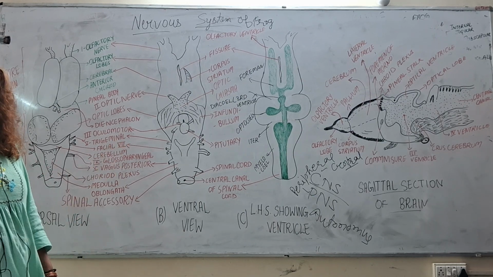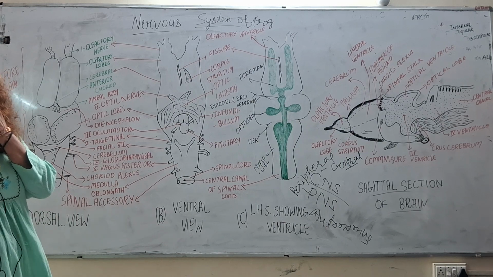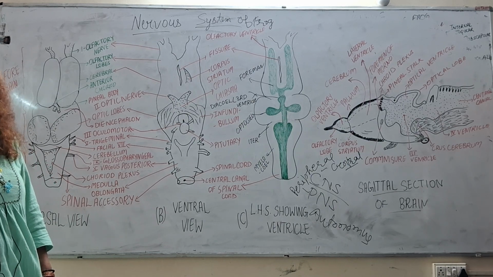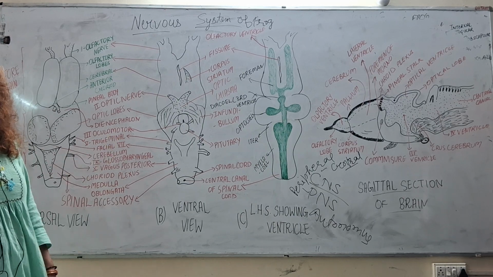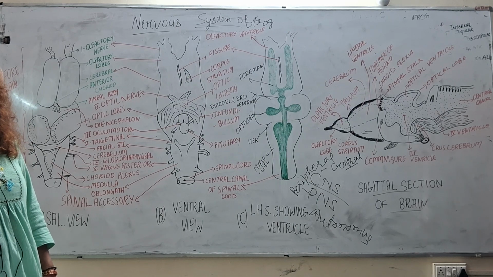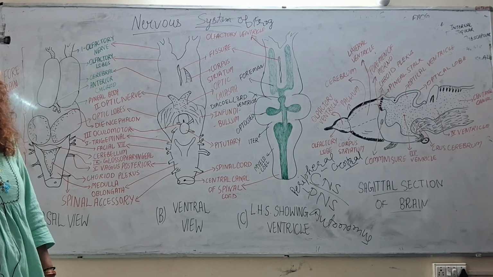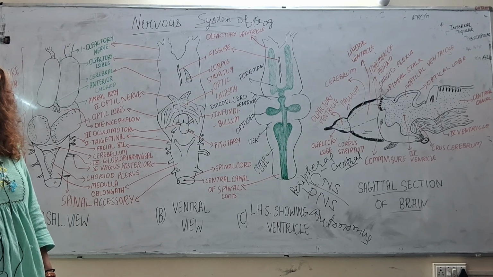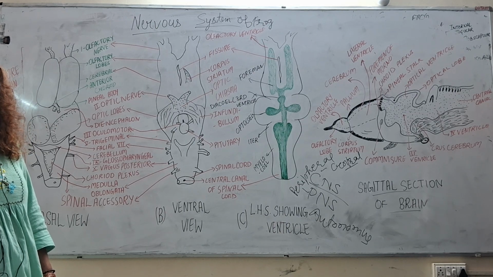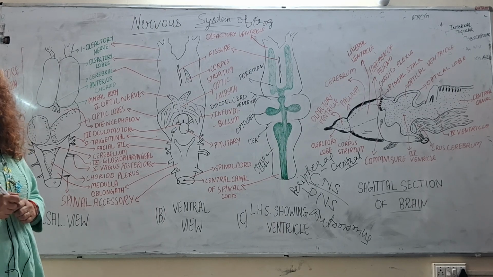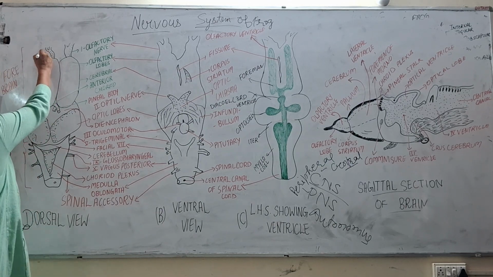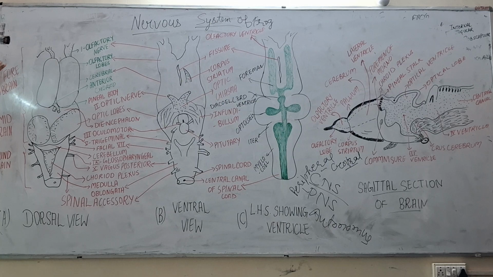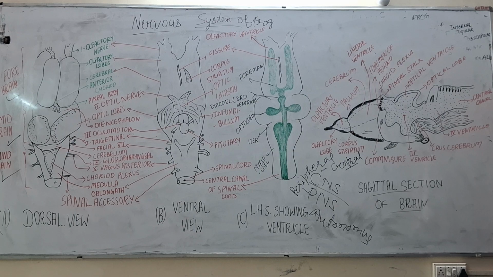Now first I will tell you just the general parts of the brain. The brain is divided into three parts: forebrain, midbrain and hindbrain. Forebrain, midbrain and hindbrain. Forebrain again further consists of many parts.